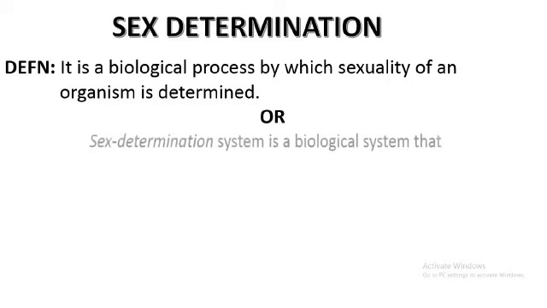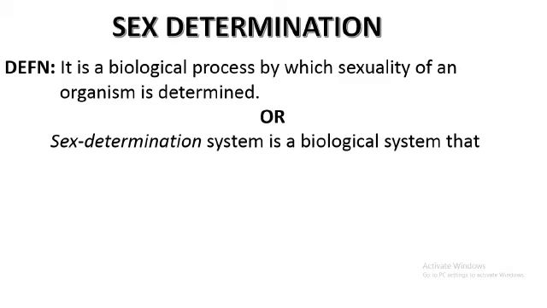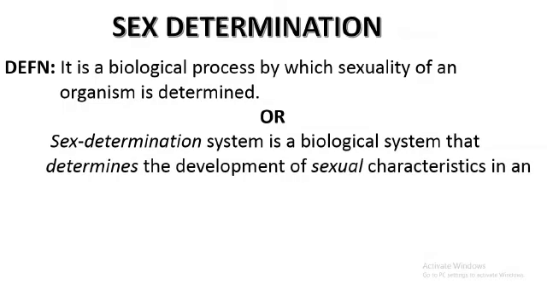Or, second, sex determination is a biological system that determines the development of sexual characteristics in an organism. It may be a human being, an insect, or another organism. Therefore, the sex of the fetus, or the sex of the developing baby, can be determined. So, in simple terms, it is the process of determining the sex of the offspring being born.